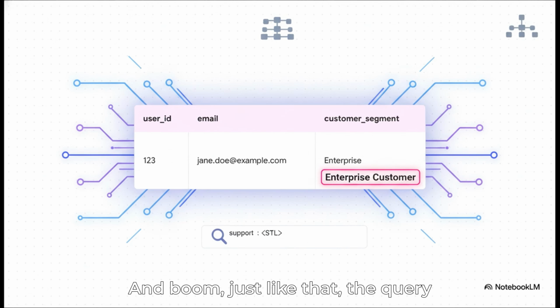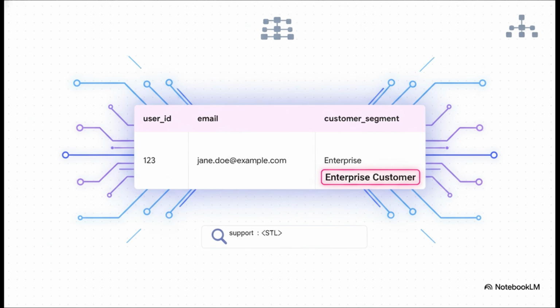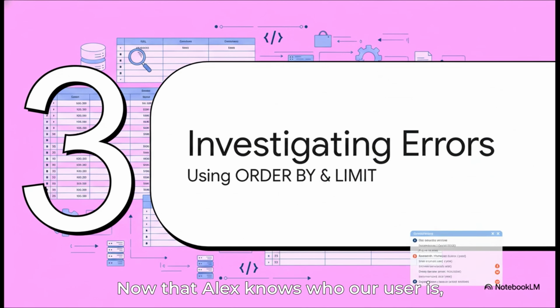And boom, just like that, the query gives her a single perfect match. We've got a user ID, we have the full email, and oh, this is important. This is an enterprise customer. Okay, so that definitely raises the stakes. Now that Alex knows who our user is, the next logical question is, well, what were they doing? She needs to look at their most recent activity to hunt for clues about what went wrong.